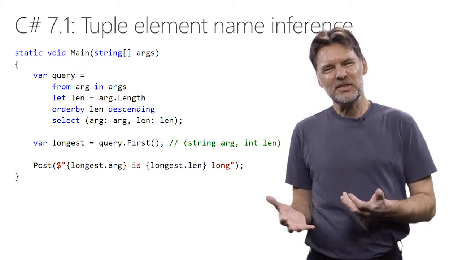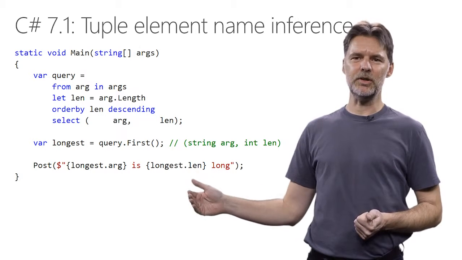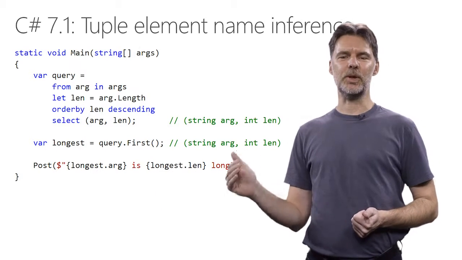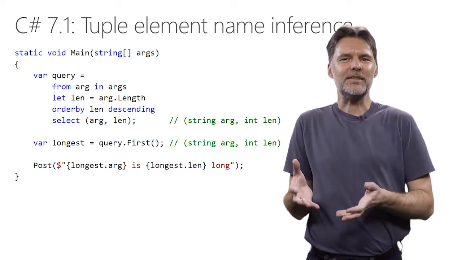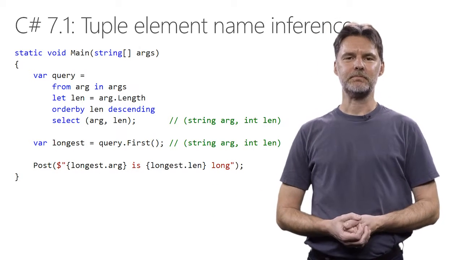However, the select clause seems redundant. In C# 7.1, we let you omit names when they're obvious and simply infer them from the expressions provided. So even though we didn't say that the tuples have element names, it's inferred for us.